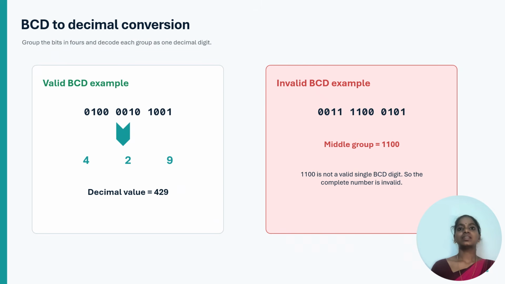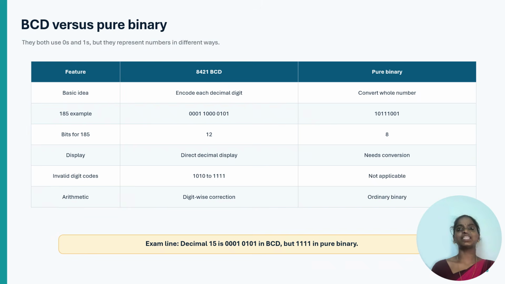And then the difference between BCD and pure binary. For decimal numbers greater than 9, BCD and pure binary produce different bit patterns because BCD encodes digits separately. The basic idea: 8421 BCD encodes each decimal digit separately, but pure binary converts the whole number.